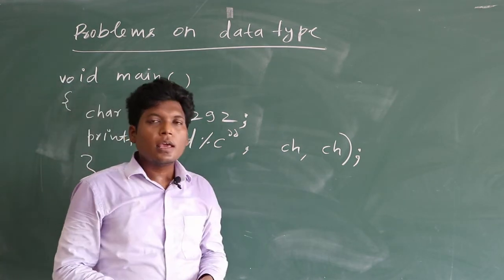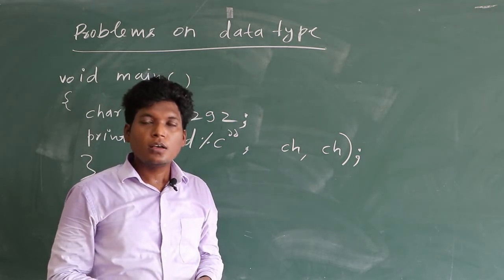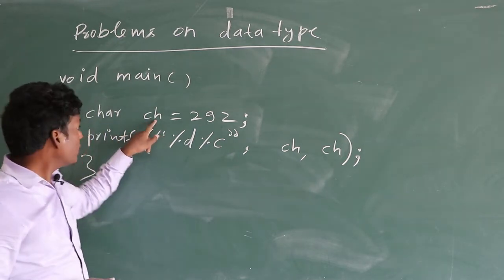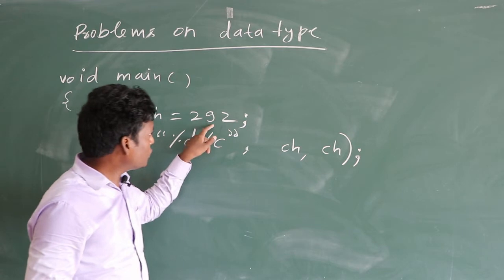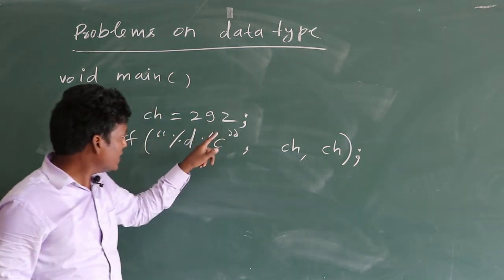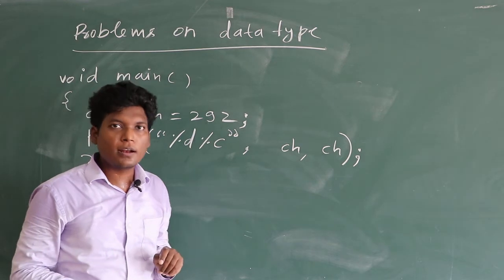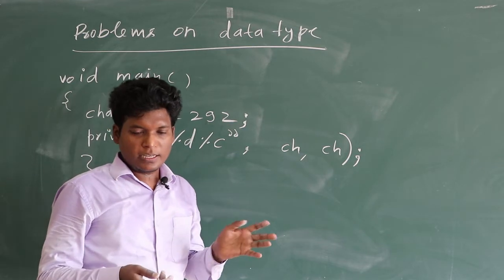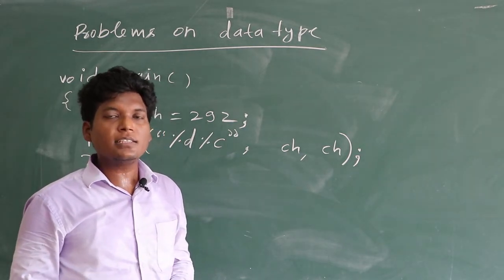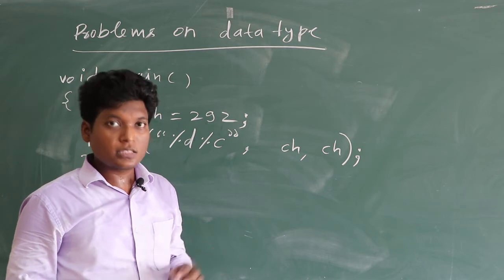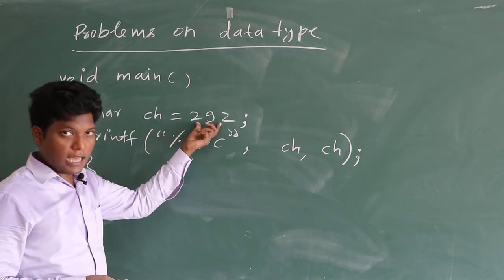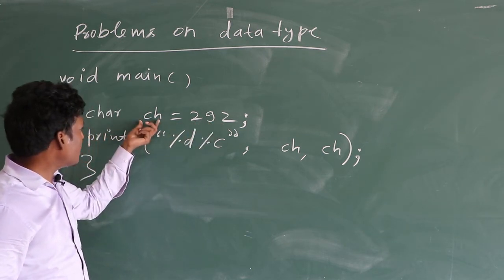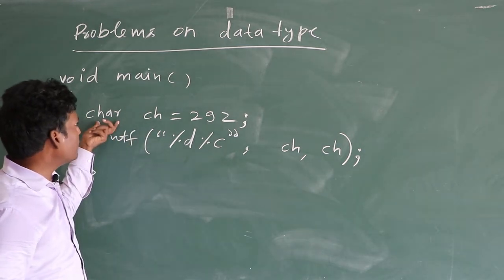We already know a particular type of variable can hold the same type of constant. Here we can see that ch is a variable of char type, but 292 is an integer type, so it seems there is an error, but there is no error. When the variable is char type and the constant looks like an integer, that integer constant is treated as an ASCII value. So 292 is an ASCII value, not an integer constant. Ch is a variable and char is a data type.